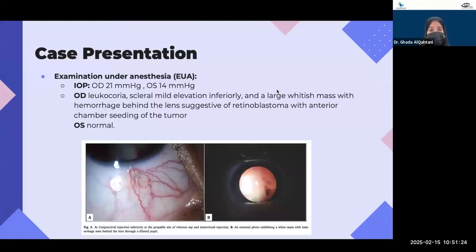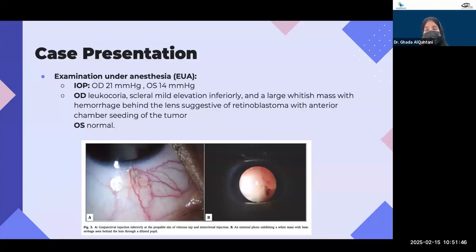IOP was within normal in both eyes. In the right eye, there was leukocoria, as we can see in the photo on the right side. There was scleral mild elevation inferiorly, as we can see here. Most likely, this is the area of previous vitreous stab and inject. I mean the area of needle entry.